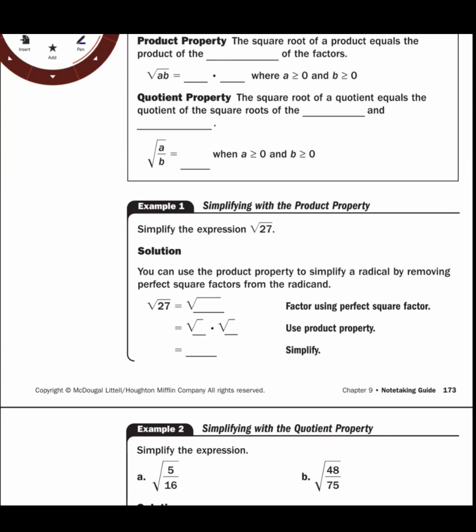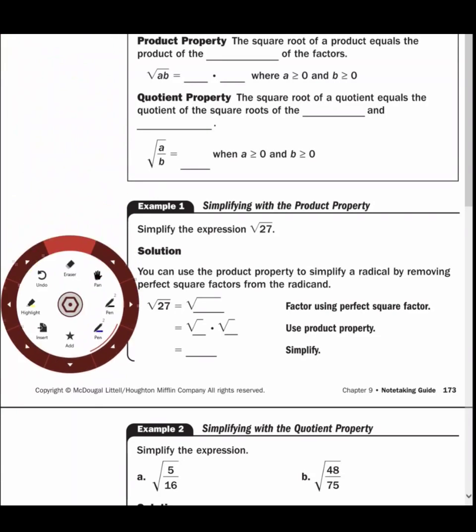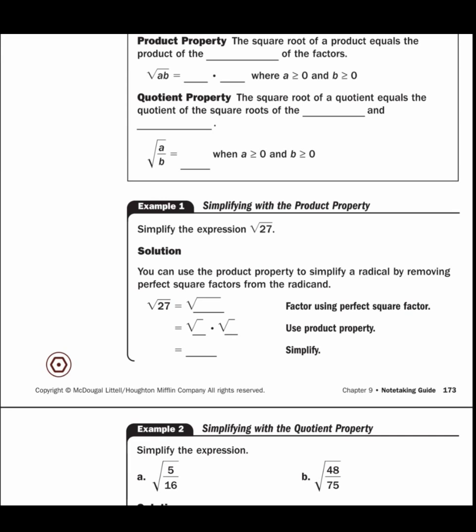Okay, so simplest form. An expression is in simplest form when there's three conditions that have to be met. So I'm going to go ahead and move that down, and I'm going to write them over here just so I have more room. And I'll put an arrow.